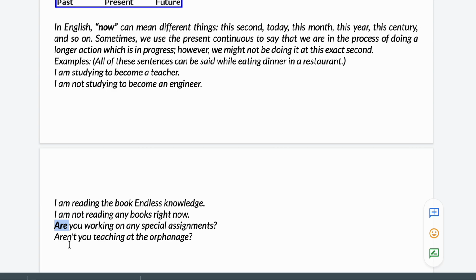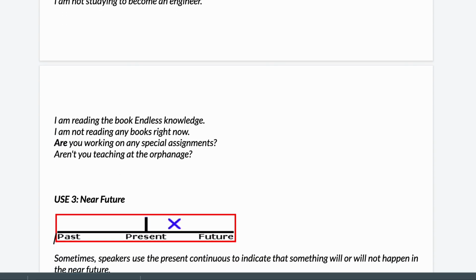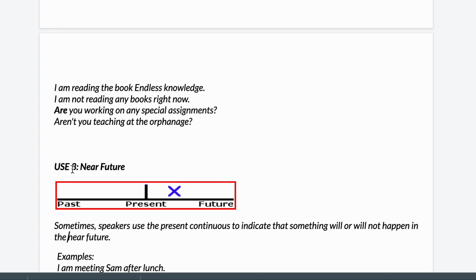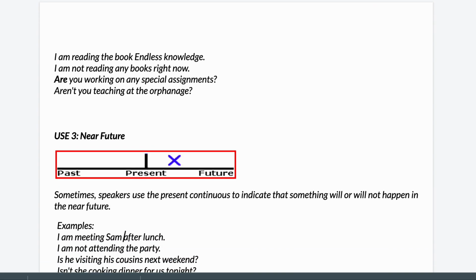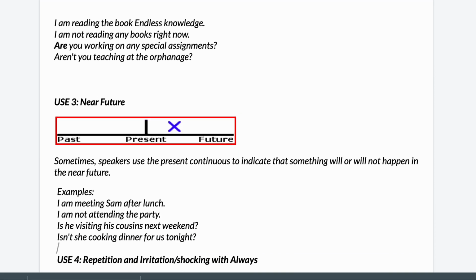So I think we can probably go on a little. Let's go with this one. The third use is about the near future. This shows our action: present, past, future, and the near future means something between the present, right now, and the future. Sometimes speakers use the present continuous to indicate that something will or will not happen in the near future. Example: I'm meeting Sam after lunch. Even though right now, for example, it is morning, we are talking about this afternoon, this lunchtime. So that's something that's going to happen in the near future.